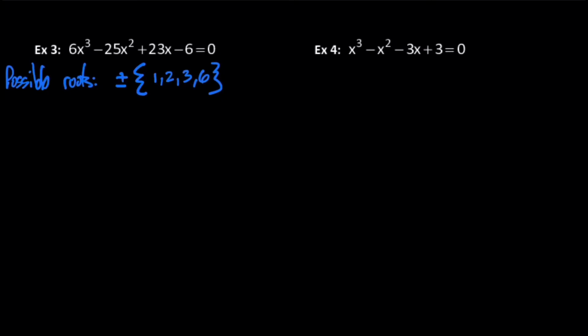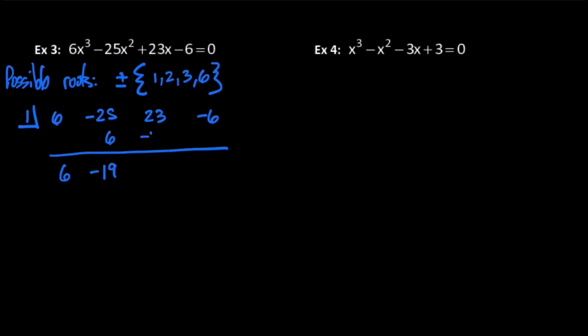So what I'm going to do now is I'm just going to start guessing some numbers and try it in synthetic division. I like to pick 1 or -1 usually because they're the smallest and it's the easiest to calculate. So my coefficients will be 6, -25, 23, and -6. So let's try it. Bring down, multiply, add, multiply, add, multiply, add. Doesn't work. It's not 0, so that means 1 is not a root.